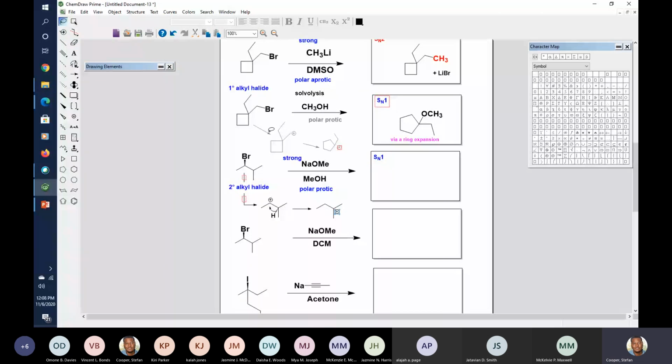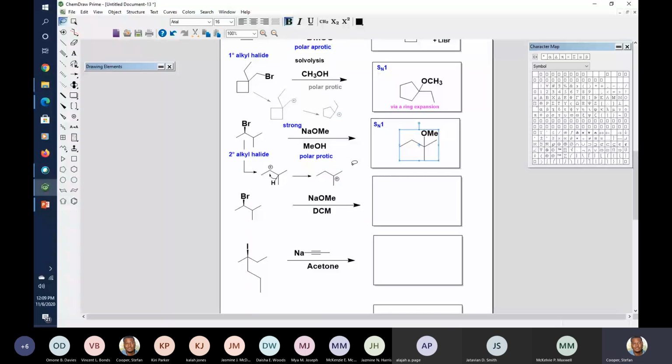And my final product from this reaction is going to have my OMe here. I'm going to make that 16 in size. And that's going to be that product. All right, let's put all this in gray.